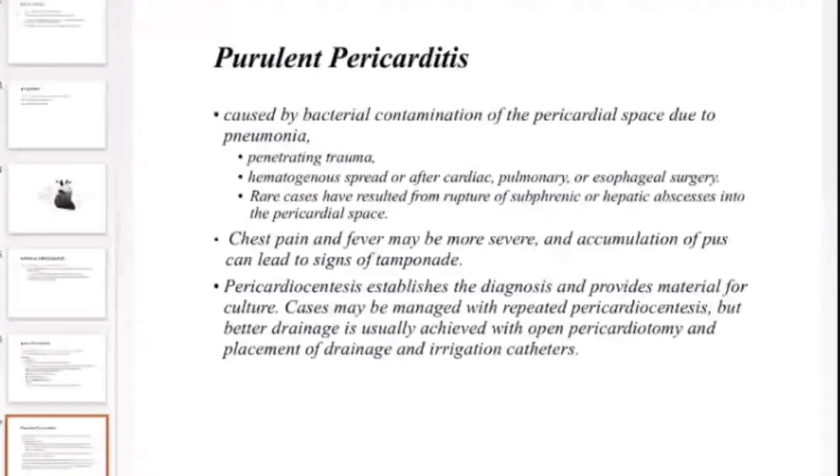How can you establish your diagnosis? By pericardiocentesis. You take a sample from the pericardial space and send it for culture and sensitivity, also for acid-fast bacilli, and also for cytology to exclude any malignancy. Besides that, pericardiocentesis should be repeated if you have a cardiac tamponade, to relieve the tamponade. Sometimes we need to do an open pericardiectomy, place a drain inside, and irrigate it.